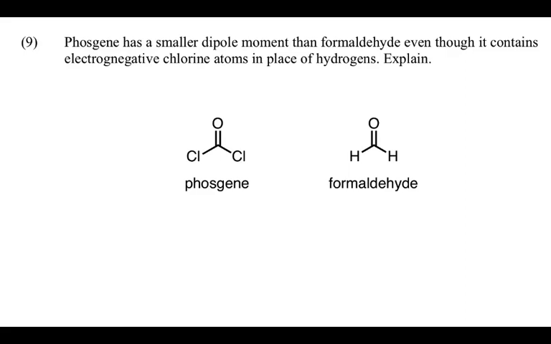So let's draw all the dipole vectors for each bond, okay? And you're right, they add up and cancel each other out in the phosgene case. So let's just do it. I will draw the individual bond dipoles in light orange, and then the overall dipole in red.